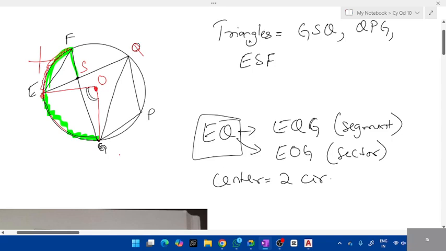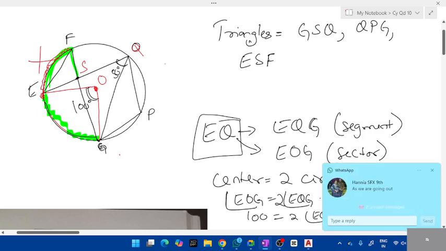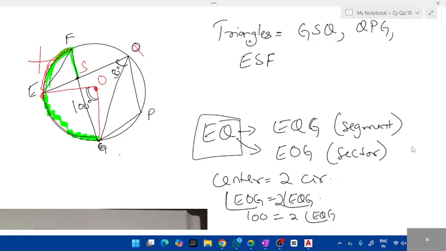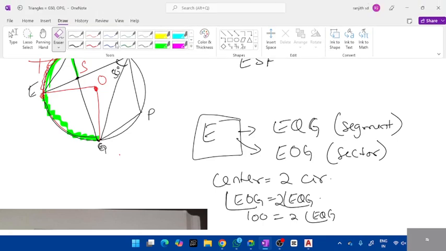So according to the formula, if center is 100, this is how you do it. Center, triangle EOG, is equal to twice EQG. So 100 is equal to twice EQG. What will be the value of EQG? 100 divided by 2? It should be 50 degrees. Yes, it should be 50 degrees. This is the concept. Check if there is any other given on EG. Sorry, I'm supposed to write EG here.